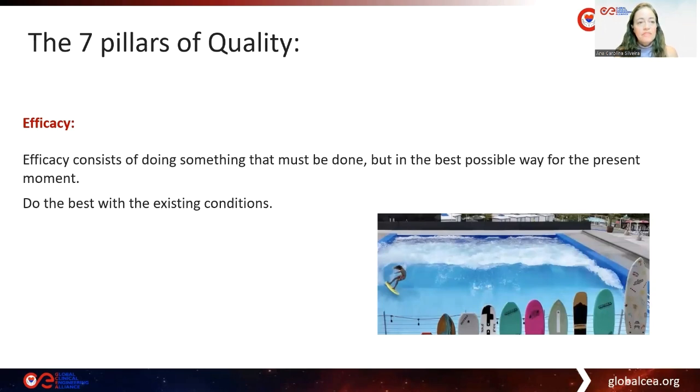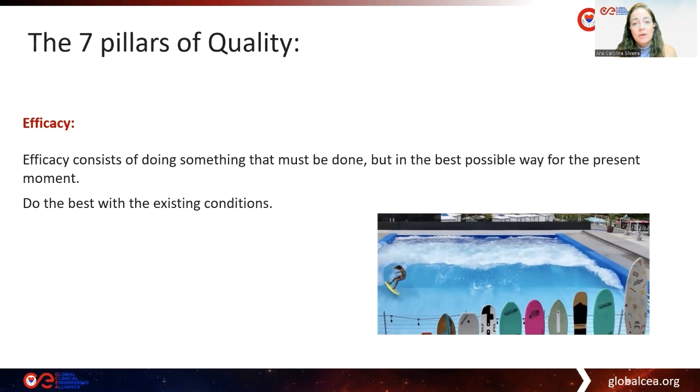Efficacy. Efficacy consists of doing something that must be done, but in the best possible way for the present moment. Do the best with the existing conditions. So, when you talk about efficacy, there is no reason to say, I can't do something. As a leader in your institution, you have to make changes, even if this change is not as good as you'd like it to be. You have to make changes with the resources you have now, with the structure you have now, with the people you have now. This is efficacy.